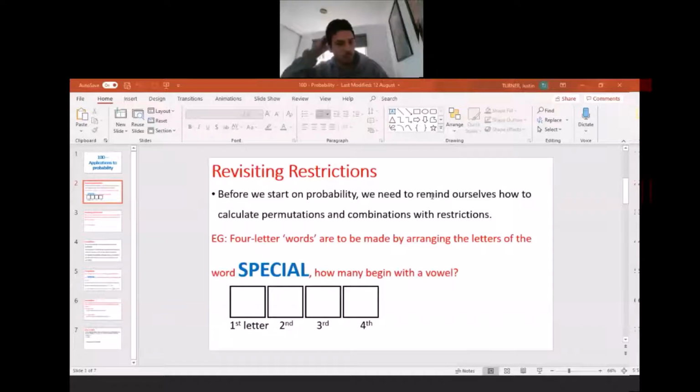So chapter 10D looks at probability. Now, before we start looking at probability, I do want to revisit a couple of things we've done in the past, and a lot of it has to do with combinations involving restrictions.